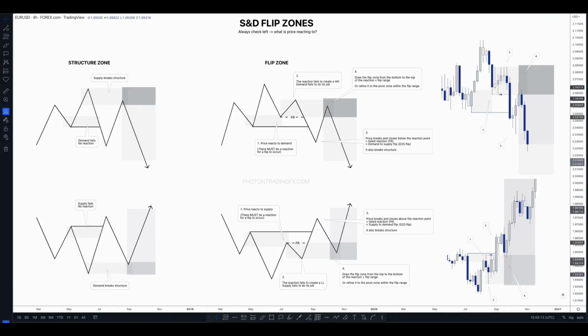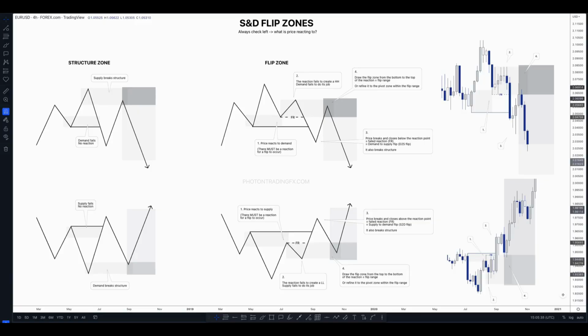So always try and cast your mind back to what is the logic behind what we're trying to do here. When thinking about supply and demand on its own, a way I simplify it is: where did big money step into the market? It's not quite true, but that's essentially what we're trying to think about. Where did that overwhelming imbalance between supply and demand happen?